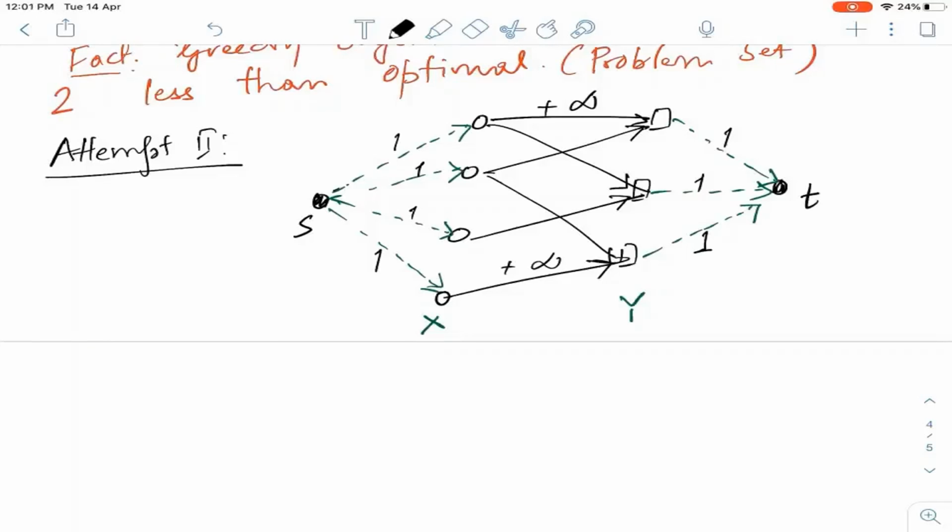I said that one will work, but I need infinity for a different reason. So for solving the matching problem, setting a capacity of 1 will also work. That's correct. Any questions?